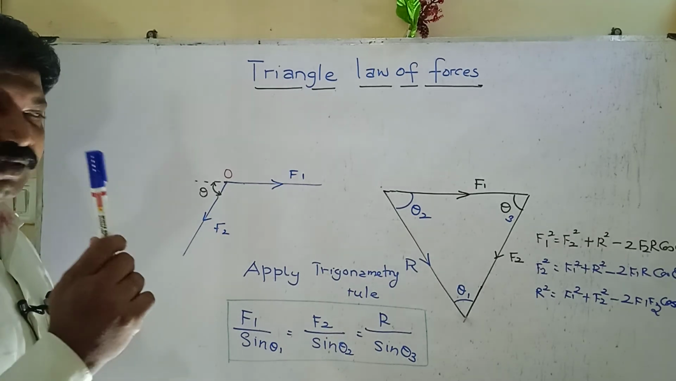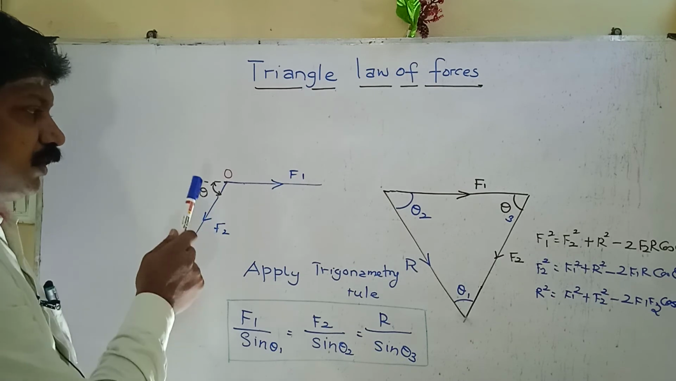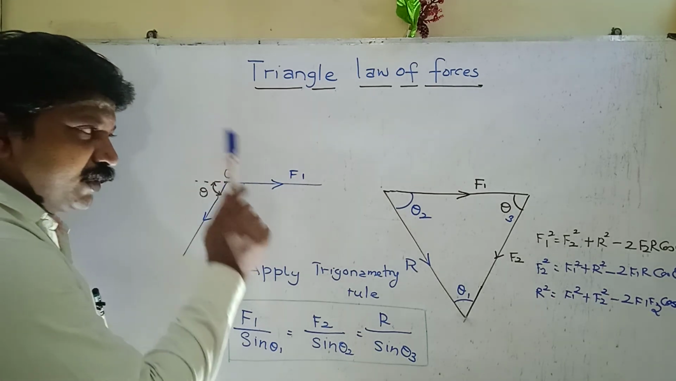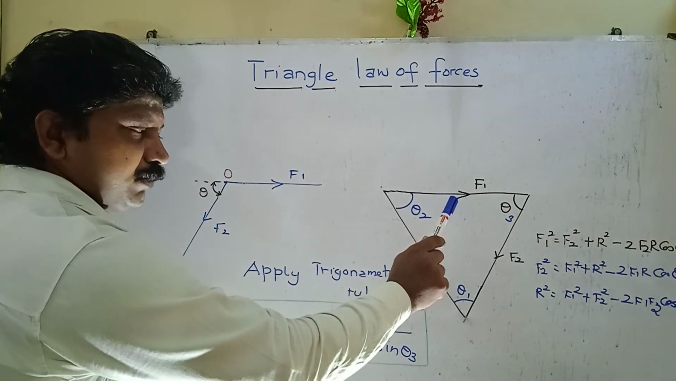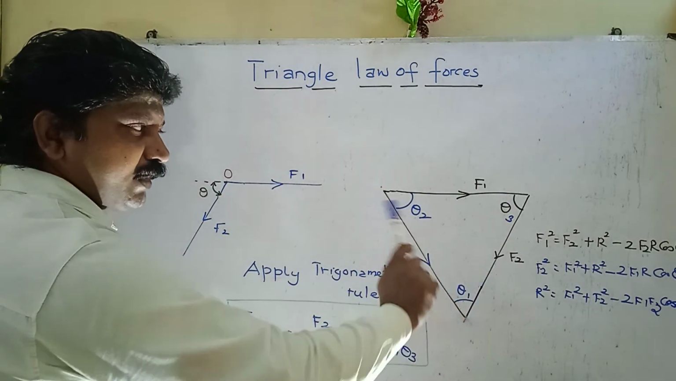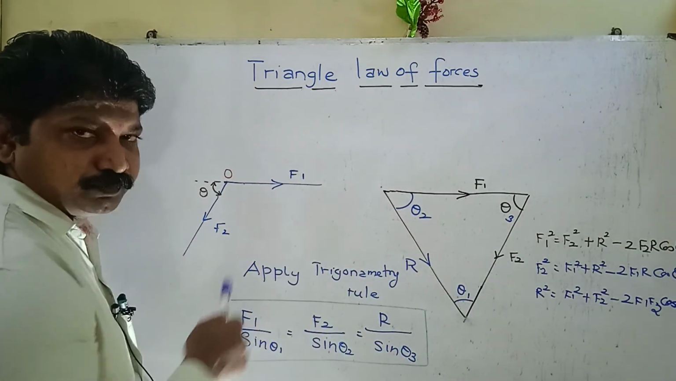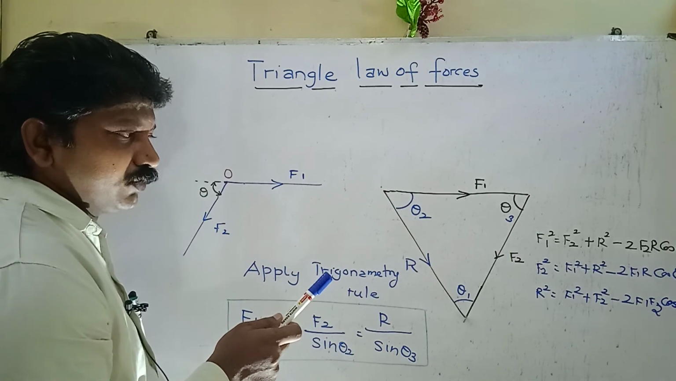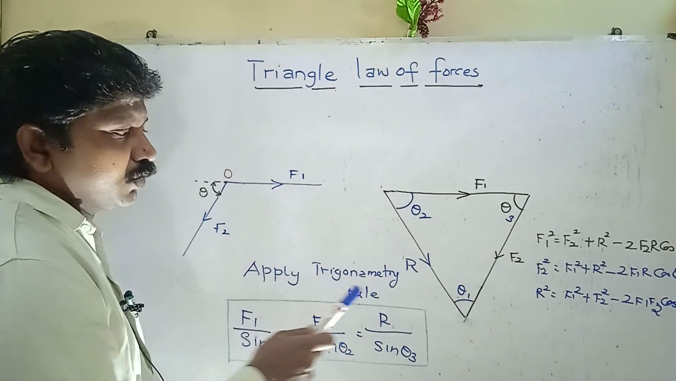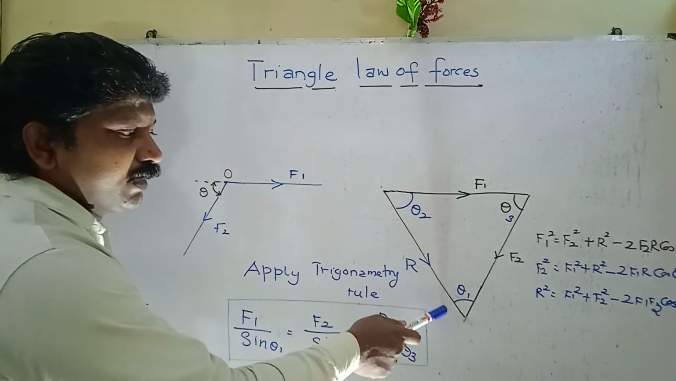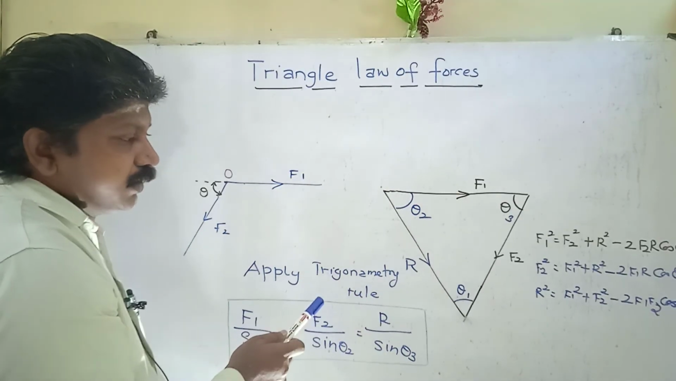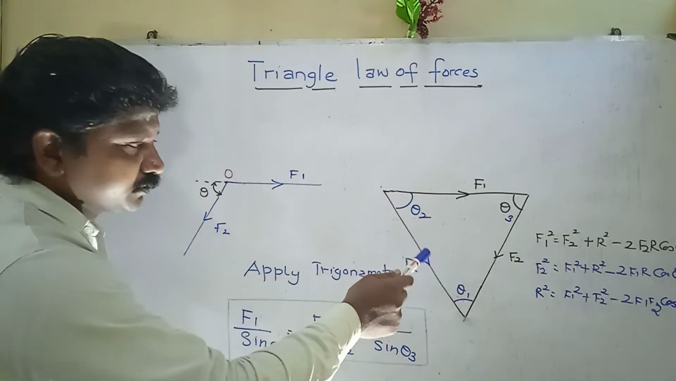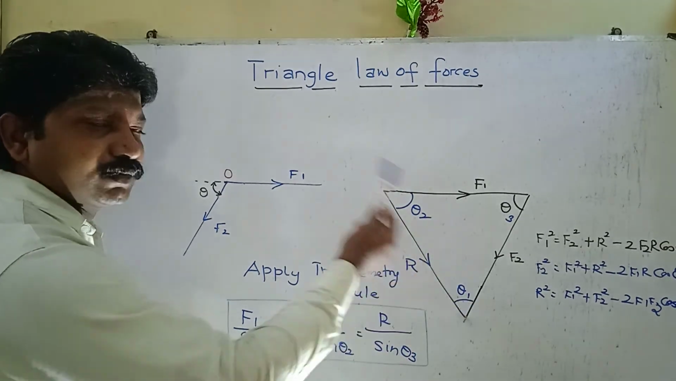So once again I repeat the triangle of forces. Two forces acting on a particle or body, represented in magnitude and direction by the two sides of the triangle taken in order, clockwise direction, then the resultant of the two forces is represented by the closing side or third side of the triangle in the opposite direction, anti-clockwise direction.